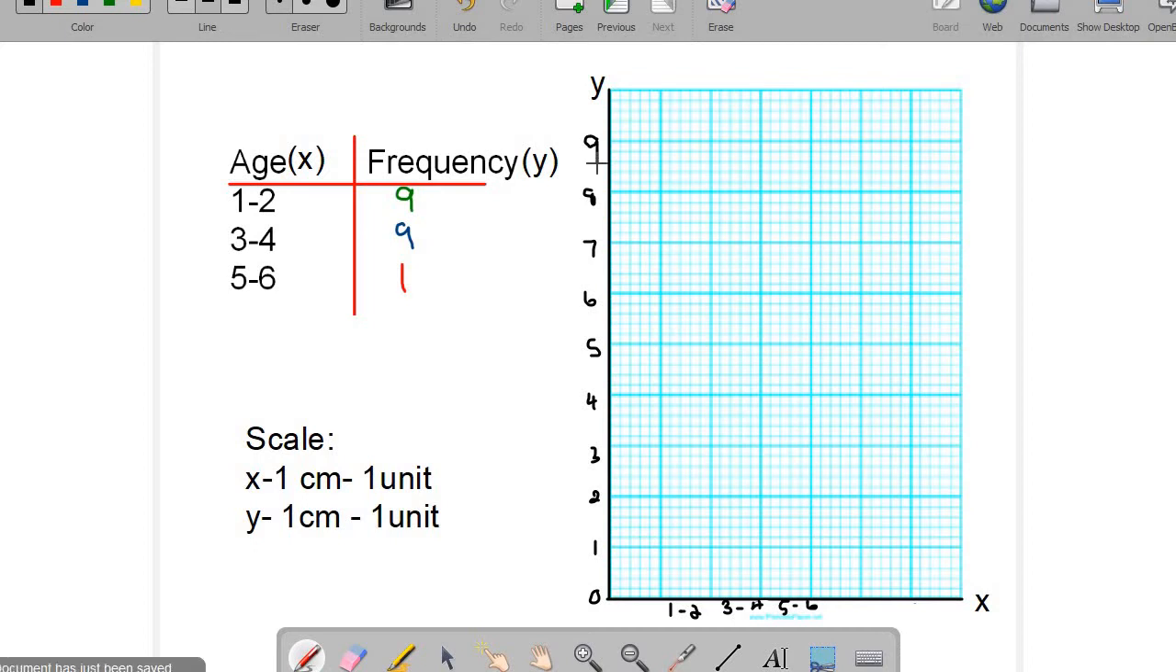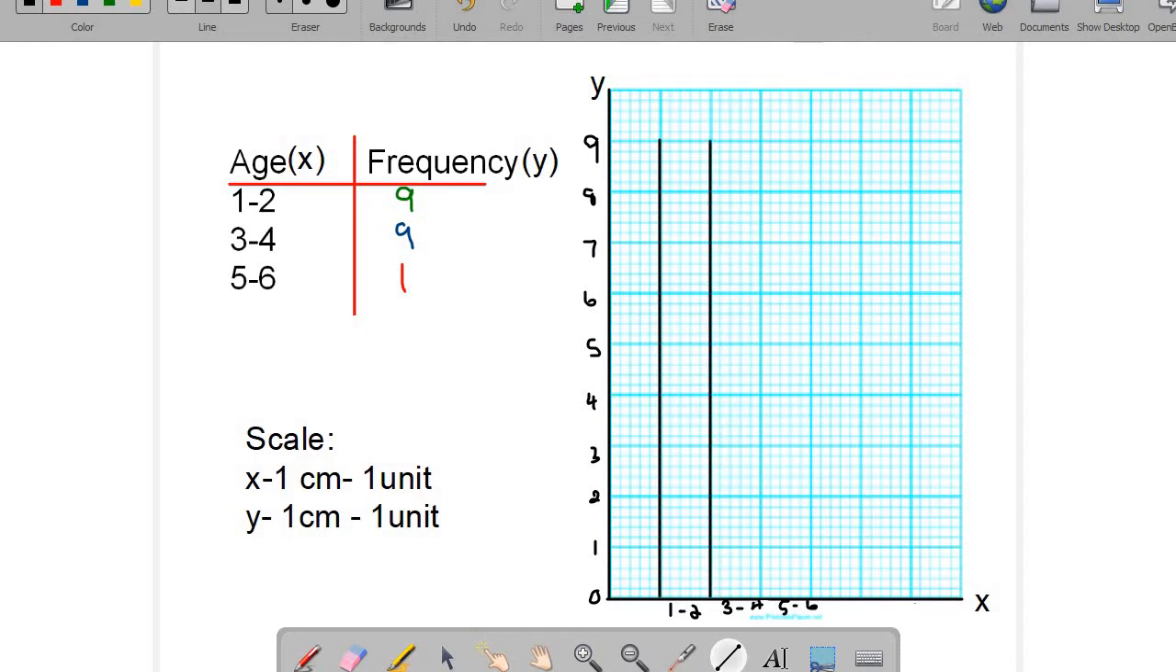What we're going to do is use a bar to represent each class or interval, or each group in the first column. I'm going to draw a bar, and the height of the bar must correspond to the frequency for this interval. I'm going to start with the first interval. The bar should stop at 9 on the y-axis because it has a frequency of 9.